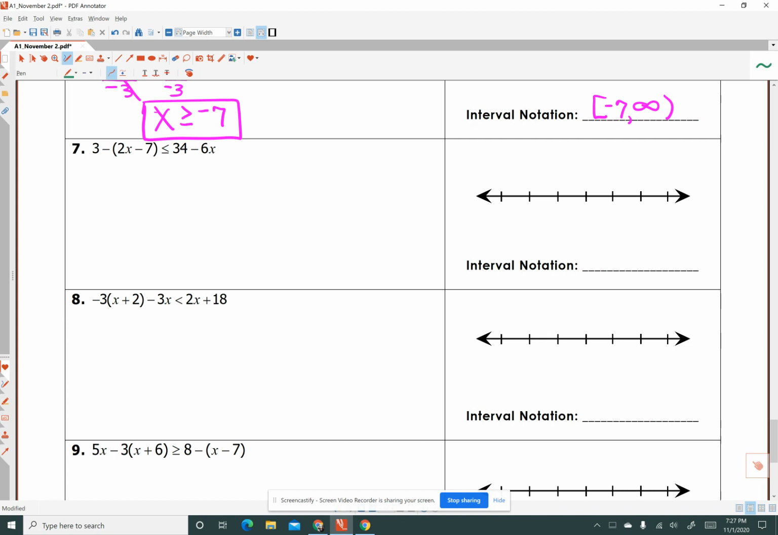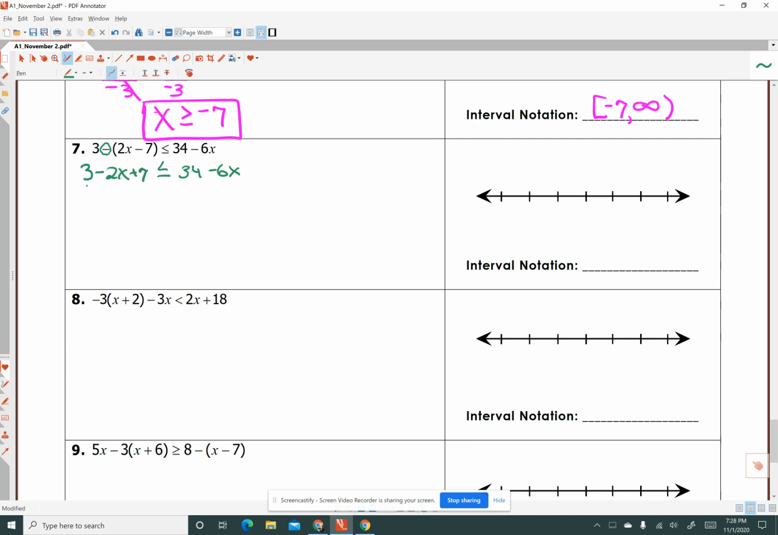Okay, 7 and 8, so let's get started with those. We do need to distribute this negative sign through to that quantity in parentheses. So 3 negative, this is an invisible 1, negative 1 times 2 is negative 2x, negative times a negative is a positive, plus 7 is less than or equal to 34 minus 6x.